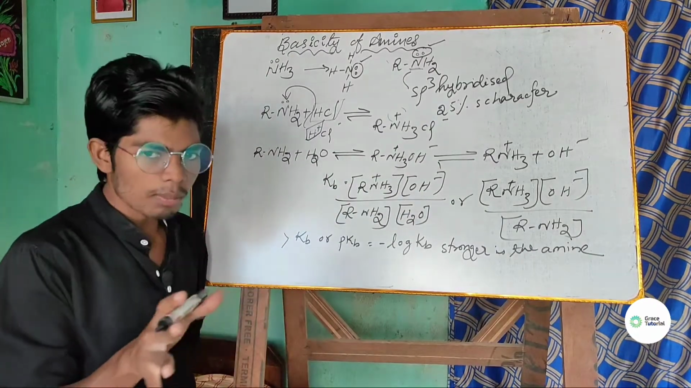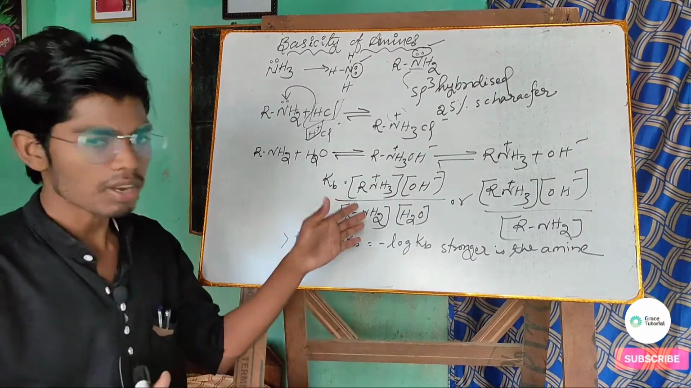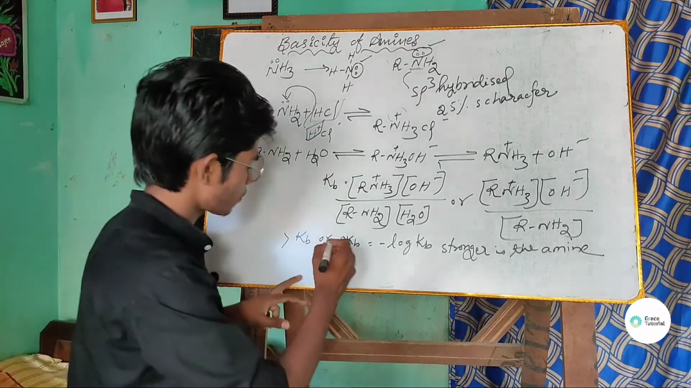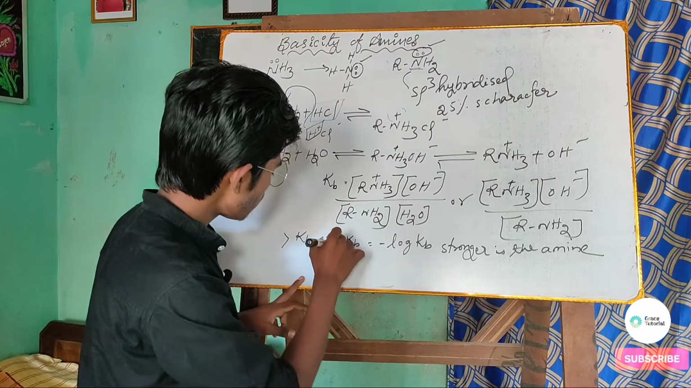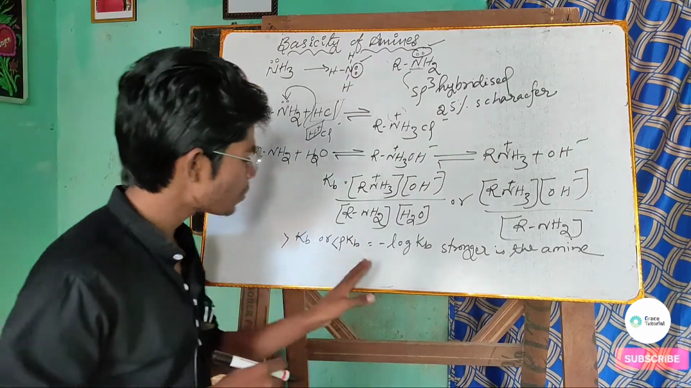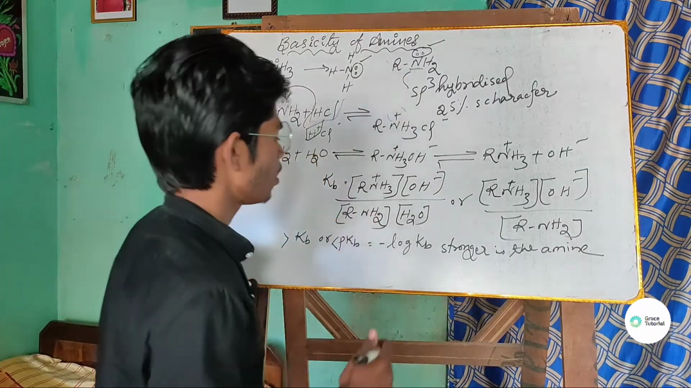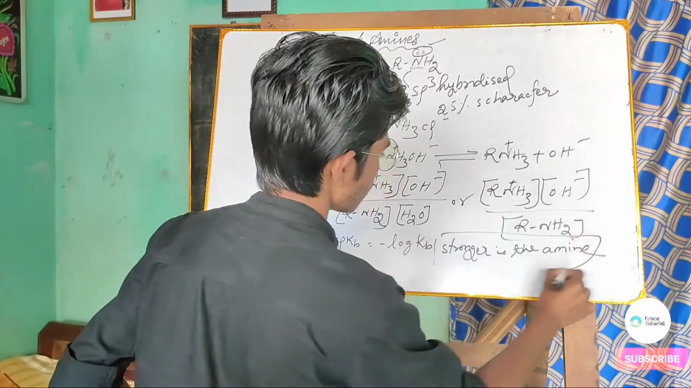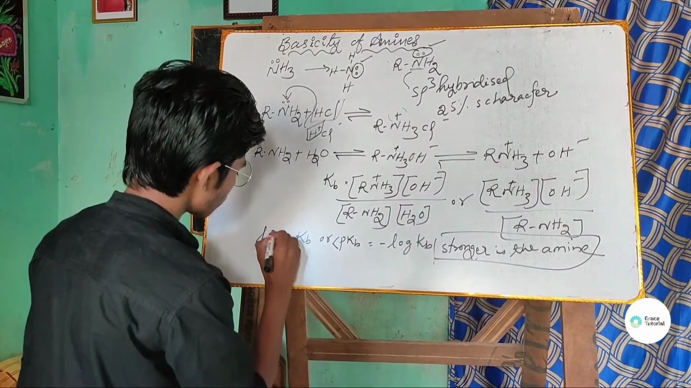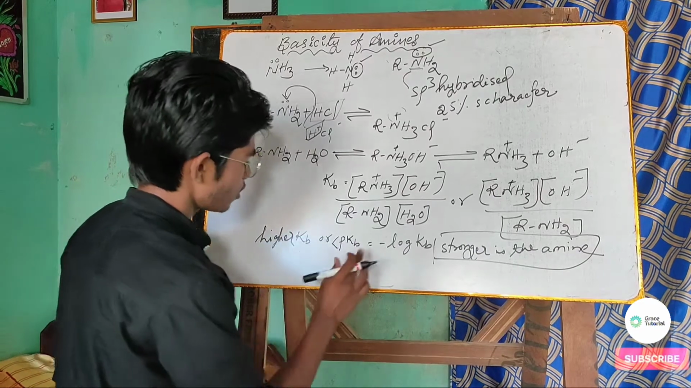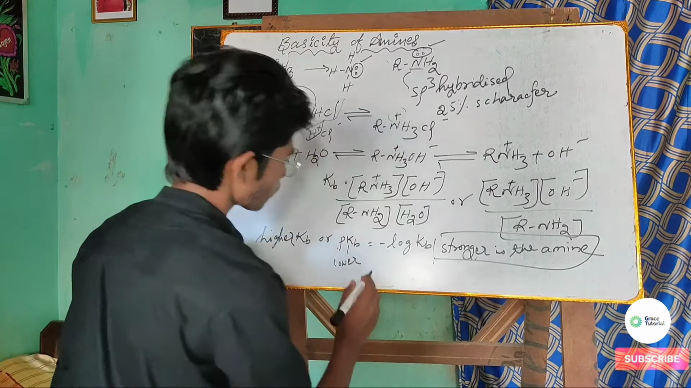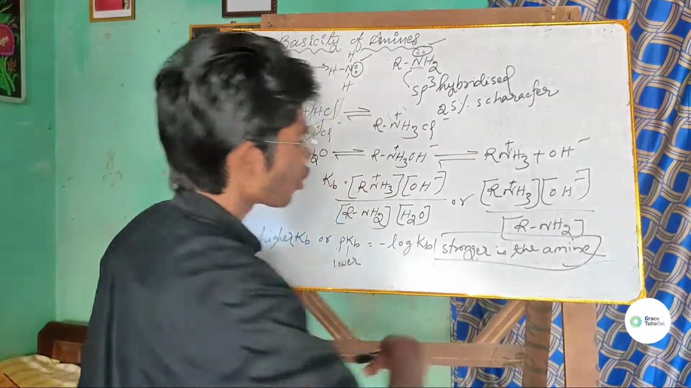So this is the equilibrium constant we have written, Kb. But the higher the value of Kb, or the lower the value of pKb, where pKb is equal to minus log Kb, the stronger is the amine. So if Kb is higher and if pKb is lower, then the amine will be the stronger one.